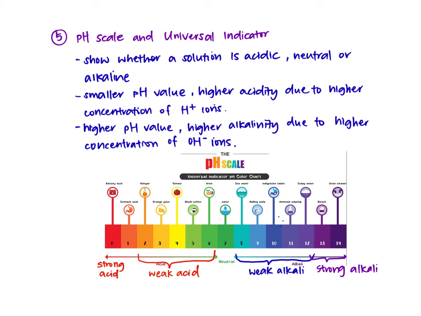So take a look at this pH scale. You will see the color ranges from the rainbow color of red, orange, yellow, green being neutral, and then blue, indigo. We don't use indigo so much in chemistry. Just remember blue and purple or violet.